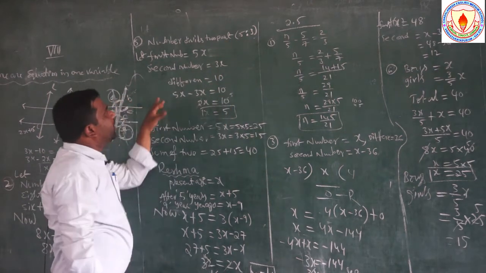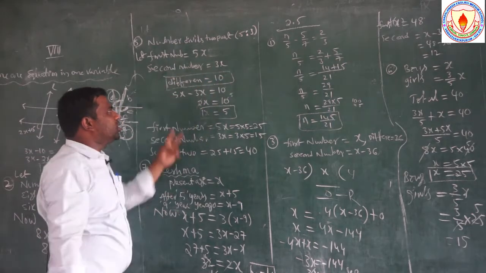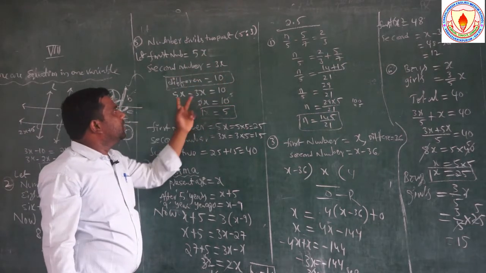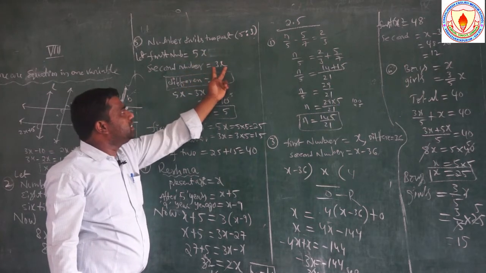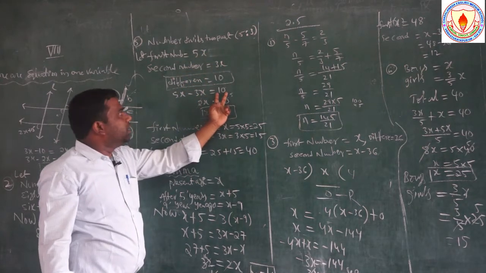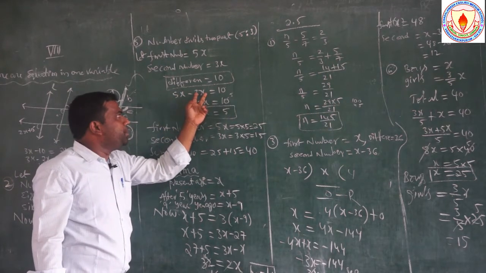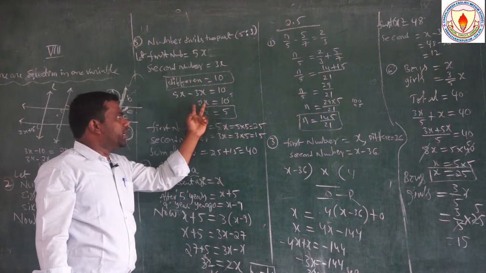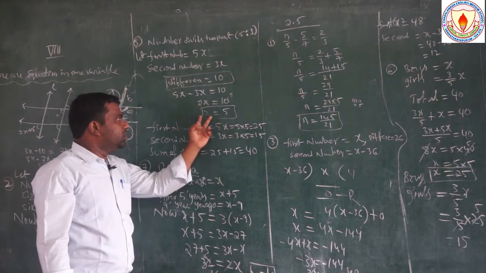Next, the difference is given in the textbook. The difference is equal to 10. Difference means minus. So 5x minus 3x is equal to 10. Just like subtracting 5 apples minus 3 apples gives 2 apples, in the same manner 5x minus 3x is 2x. So 2x equals 10, the 2 cancels in 10, 5 times. So x is equal to 5.